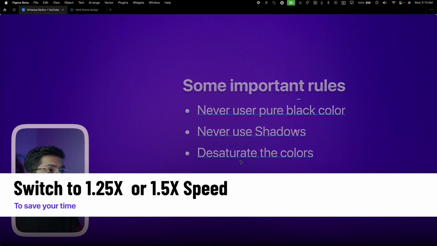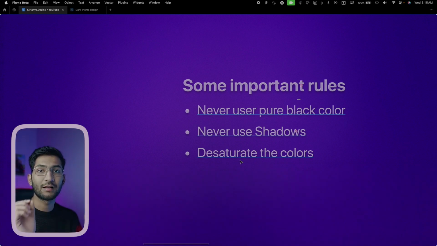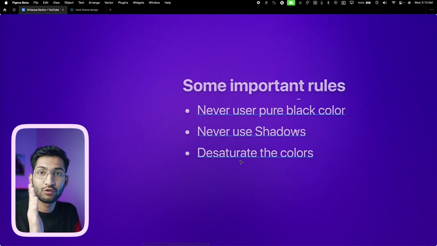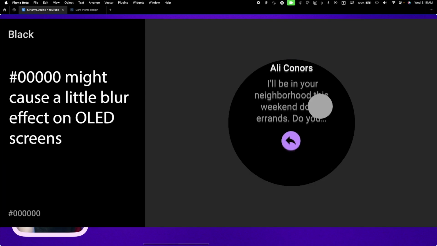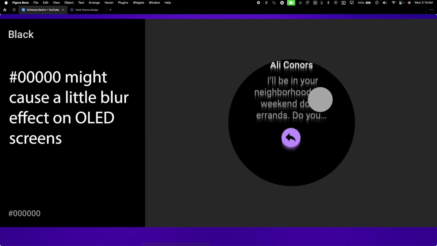Okay, now to design a dark theme there are some important rules you should keep in mind. You should never use pure black color, like the color that has a value of 0, 0, 0. You should never use that thing. That's pure black color. You should avoid using that. There are some technical issues with pure black color. You should avoid using this.